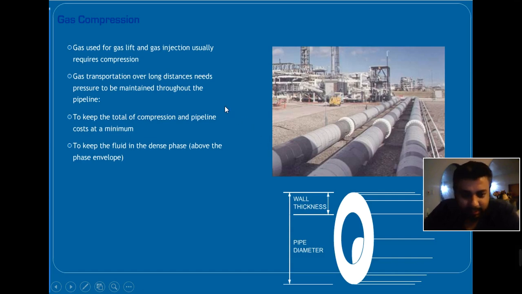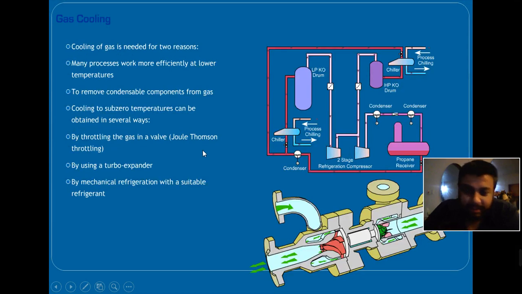So as I said, the first major process in the gas processing plant is the compression. We install big compressors, and these compressors are helpful for maintaining the pressure needed for the plant. As I said, these gas compressors are needed for transportation over long distances. This is also needed sometimes in order to keep the fluid in dense phase, so we need the compression units also. When the gas is compressed it generates lots of heat, as volume and temperature are opposite to each other. So this heat has to be cooled down, because many processes work more efficiently at lower temperature.